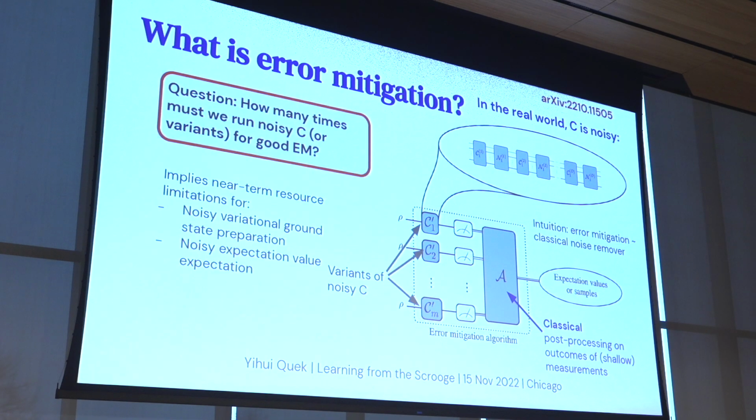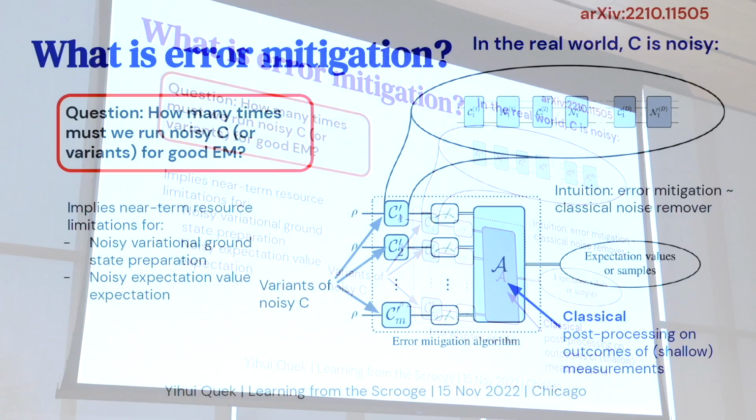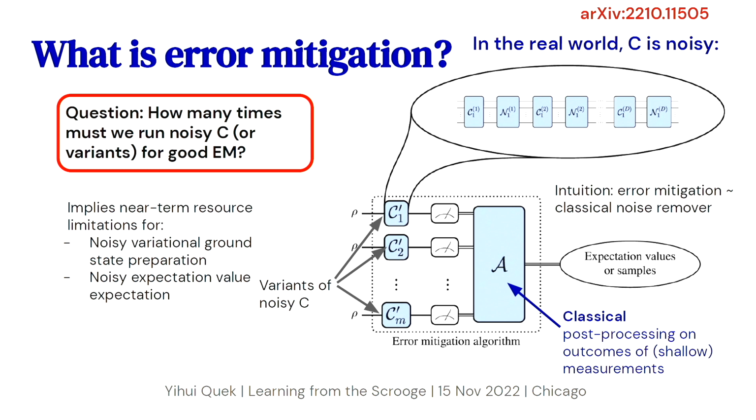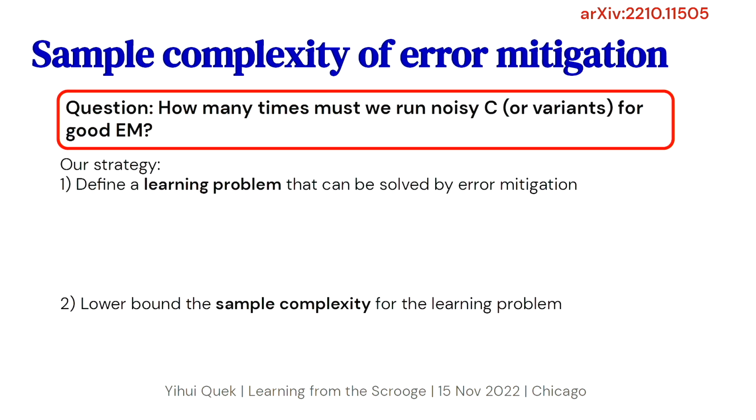So our question is, how many times do we need to run this circuit? What is the value of M that we need in order to get appropriately denoised expectation values or appropriately denoised samples? And if we could answer this question, this implies some resource limitations for many near-term quantum algorithms. And in particular, our results imply resource limitations for variational ground state preparation and expectation value estimation.